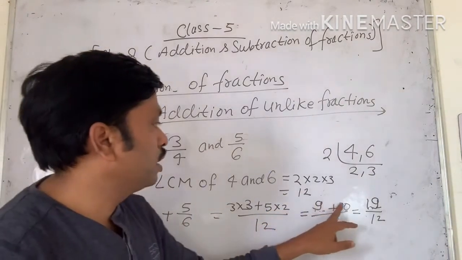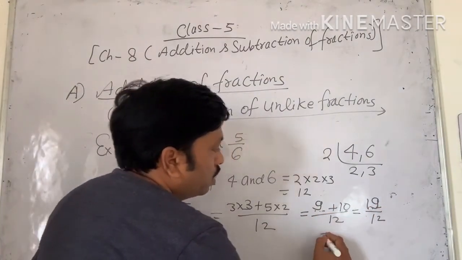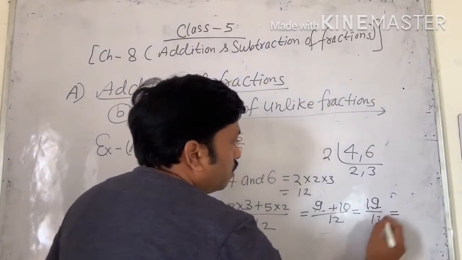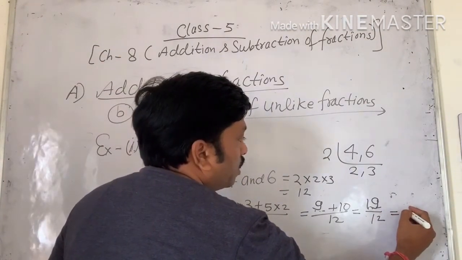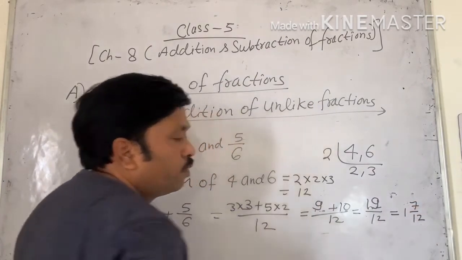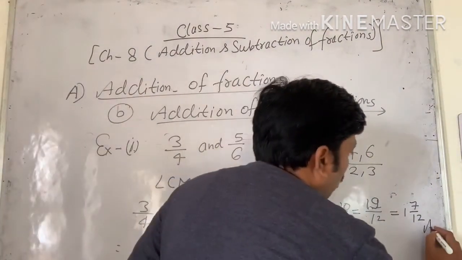Now 9 plus 10 is equal to 19 by 12, and now we can change it into a mixed fraction. And how can we change it into a mixed fraction? We can divide it. So we get 1 whole and 7 by 12. 1 whole 7 by 12. This is your answer. Okay children.